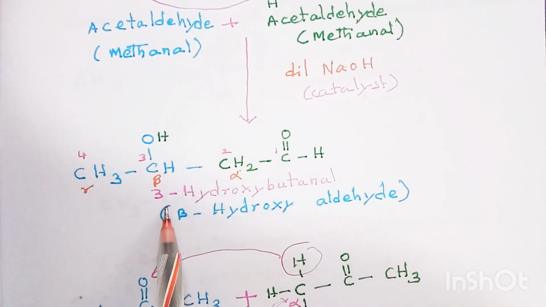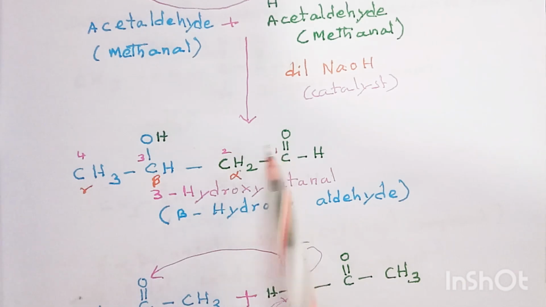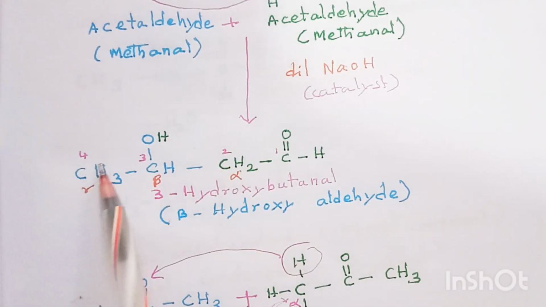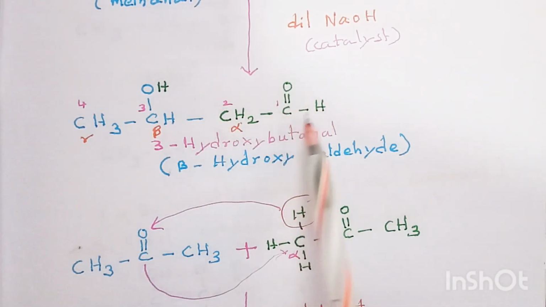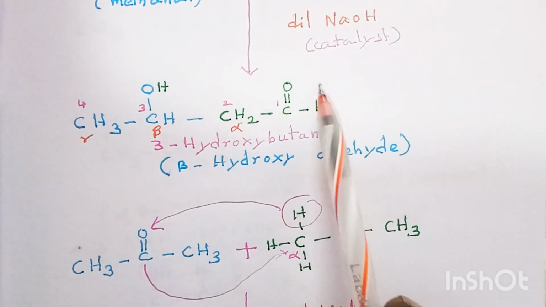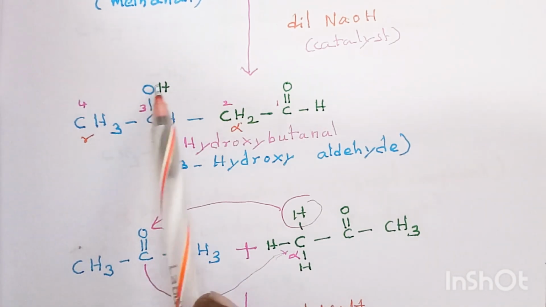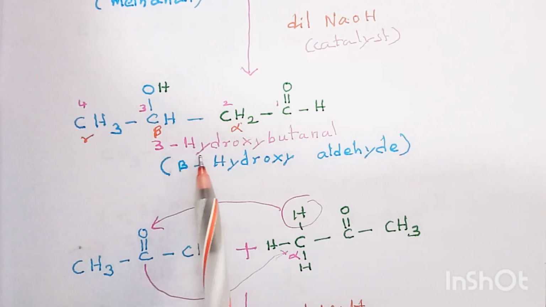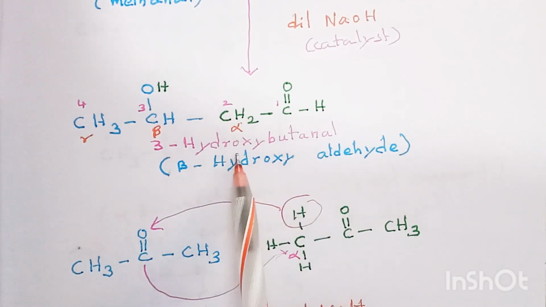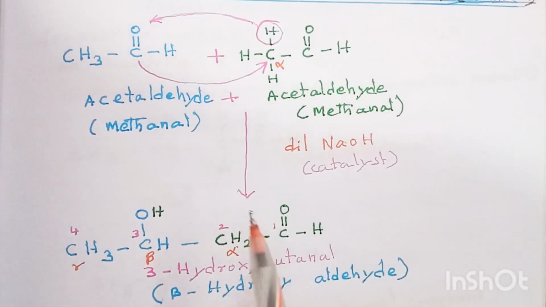This is 3-hydroxybutanal because there are 4 carbon atoms, 1, 2, 3, 4, so it is butane. 'Al' because there is a CHO group, an aldehyde group, present here. Hydroxy because a hydroxyl group is present on the third carbon atom. So it is 3-hydroxybutanal. This is the simple way of forming aldol.